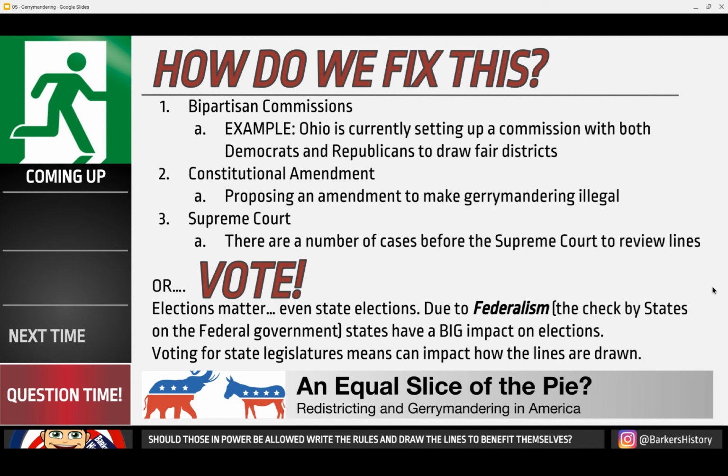There are a number of cases that are working their way through, and there will be continued challenges from here going forward about what can happen. But the easiest way, the simplest way, realistically, to change this is to simply vote. See, what happens often is midterm elections, those ones when the president is not up for re-election, the ones that sometimes don't end in a zero, right? Those elections don't draw as many people to vote.